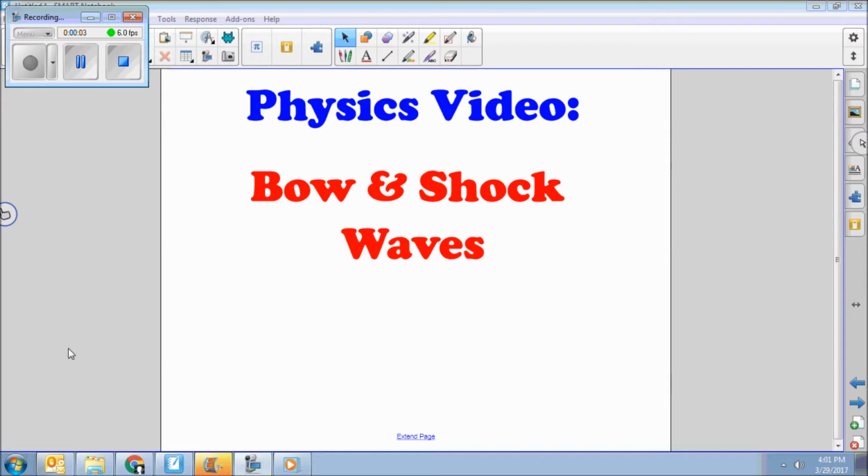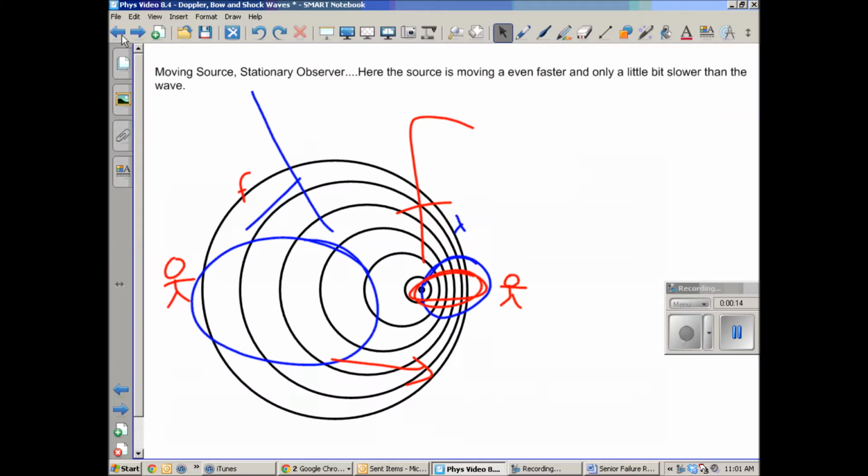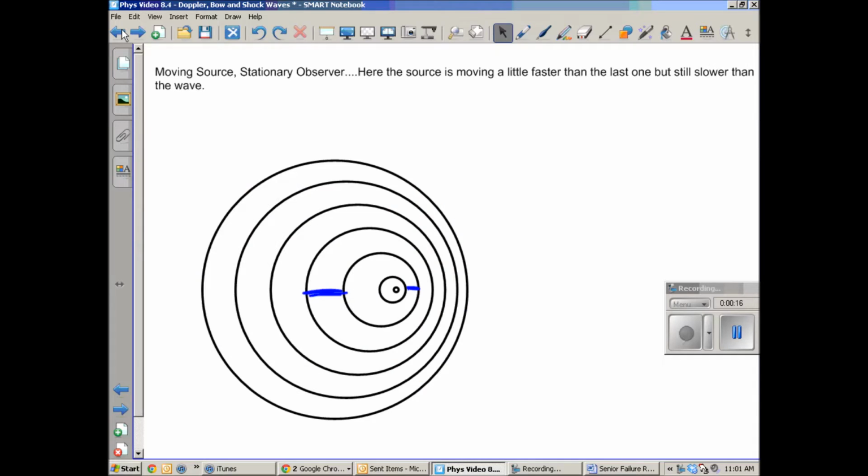All right, so today's physics video is about bow and shock waves. This one pretty much picks up where the last one left off. In the last video, we talked about what happens if your source was moving. And what we found was you get this crazy pattern where as the source moves, what's really happening, and I don't think I said this in the last video, is that as your source moves this way, it's sort of chasing after the waves that it creates.